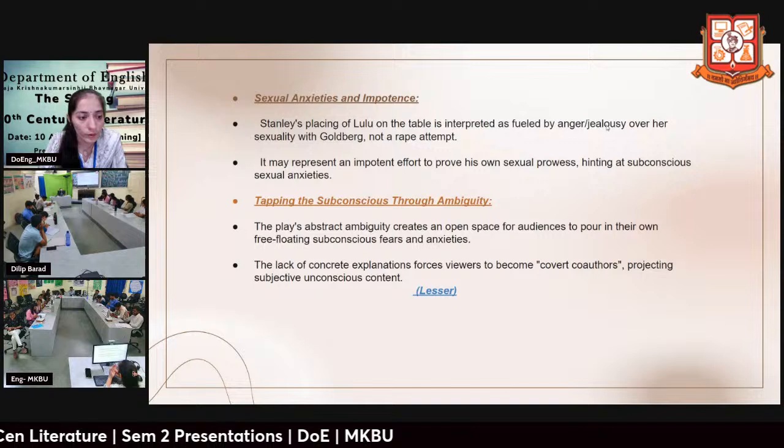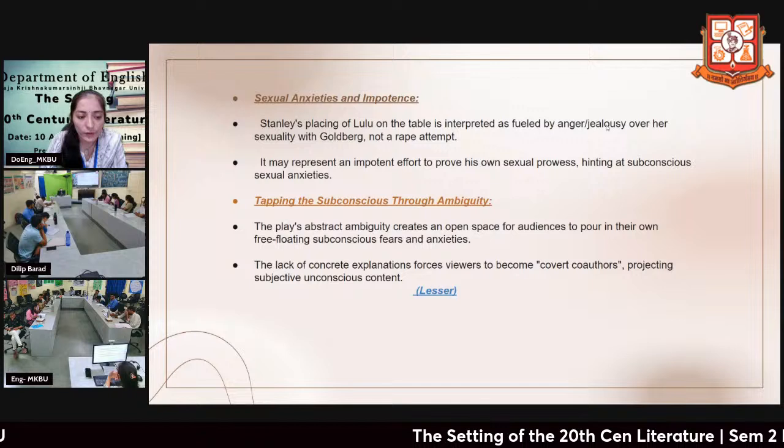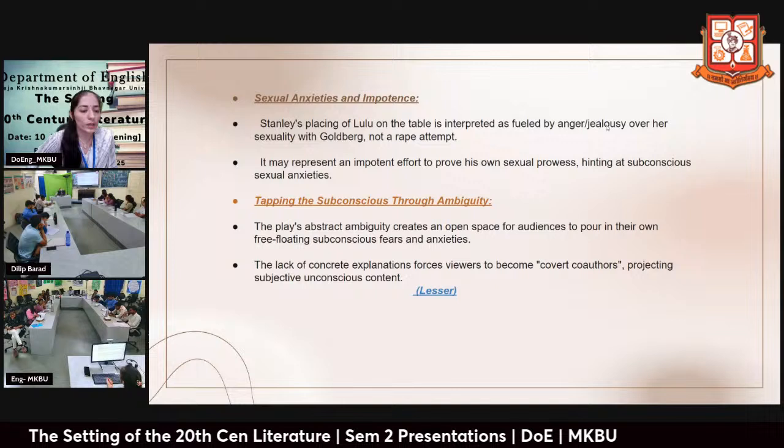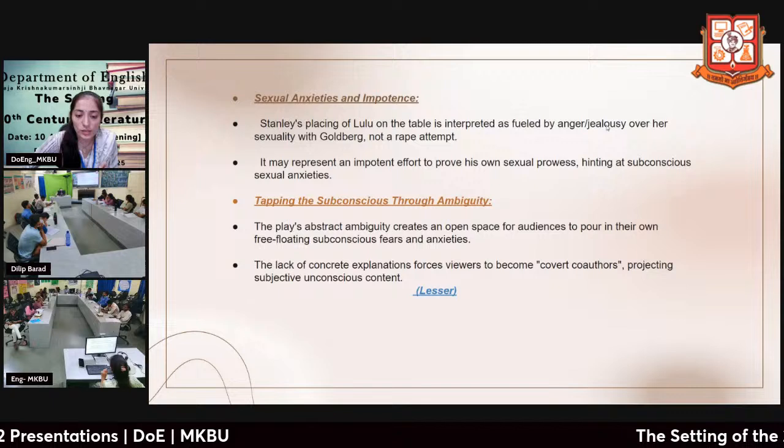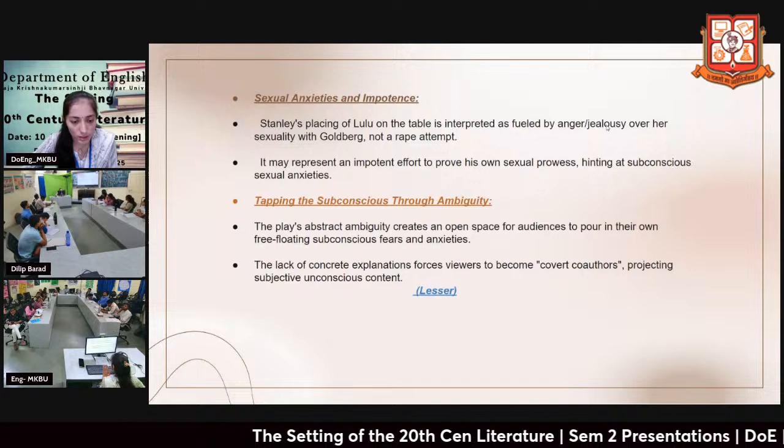Tapping the subconscious through ambiguity: throughout the play, we can find that it accepts ambiguity, creating an open space for the audience to pour in their own free-floating subconscious fears and anxieties. We can interpret it by ourselves. Lack of concrete explanations forces viewers to become covert coaches and to project subjective unconscious content. This is also from the same article.